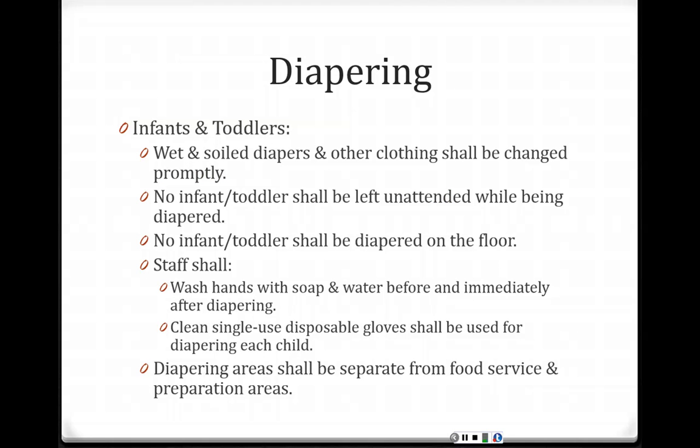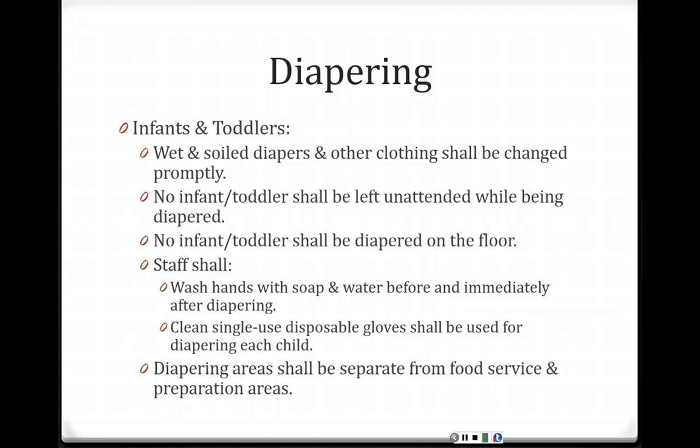Infants and toddlers. Wet and soiled diapers and other clothing shall be changed promptly. We do not want our children to be in wet or soiled clothing or diapers for any length of time. No infant or toddler shall be left unattended while being diapered. We need to be standing directly in front of them with our hands on them during the diapering process. It only takes a split second for an accident to happen, particularly when a child is on a changing table.